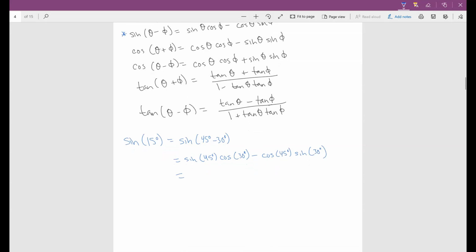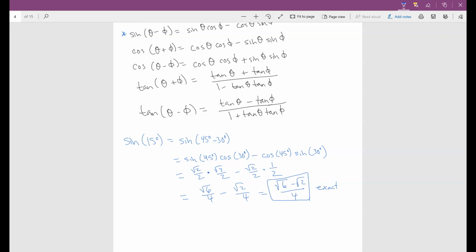The sine of 45 degrees is just square root of 2 over 2. The cosine of 30 degrees is going to give me square root of 3 over 2. The cosine of 45 degrees is going to give me square root of 2 over 2. And the sine of 30 degrees is going to give me 1/2. So when I do this, I'm going to get the square root of 6 over 4 minus the square root of 2 over 4. And that's just square root of 6 minus square root of 2, divided by 4. So this is the exact answer for sine of 15 degrees.